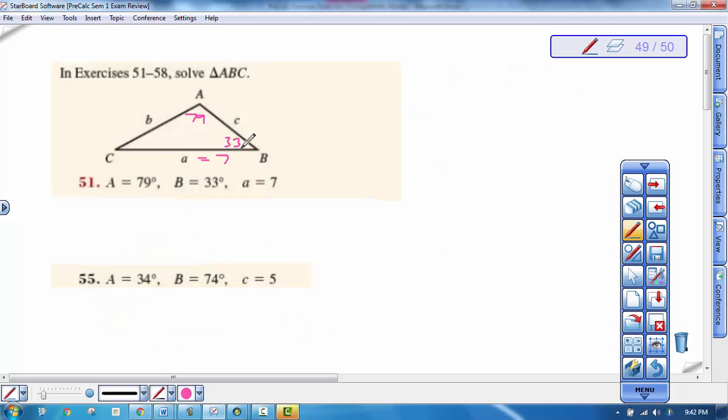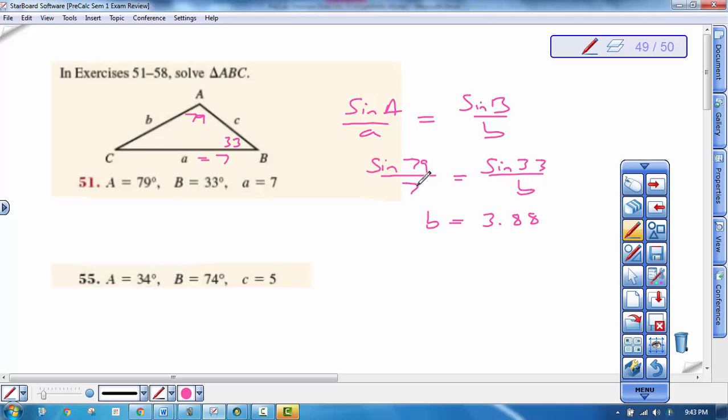Okay, 51 and 55 use the law of sines to finish off this triangle. They gave me angle-angle-side, which is a congruence theorem from geometry, which means that there's only one triangle that can be made. That makes it pretty easy. So we can set up the law of sines: the sine of angle A over side A equals the sine of angle B over side B. Once you multiply both sides by 7, divide both sides by sine of 79, and multiply both sides by B, you get 3.88 for B.